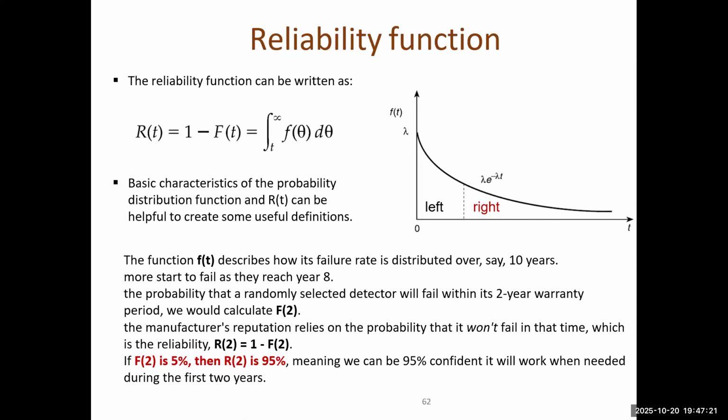And conversely, the manufacturer's reputation relies on the probability that it won't fail in that time, which is the reliability, R(2). So R(2) equals 1 minus F(2). If F(2) is, let's say, 5%, then R(2) will be 95%, right? Meaning that we can be 95% confident that it will work when needed during the first 2 years. So you can take notes on this slide, and I think it will be shown in our final examination.